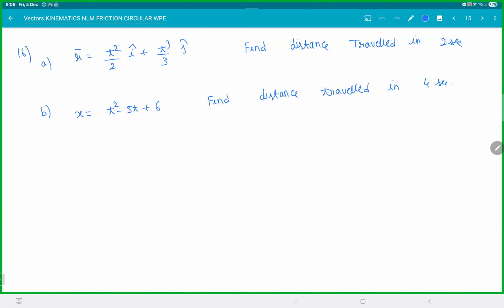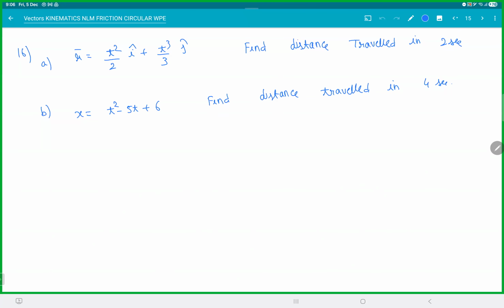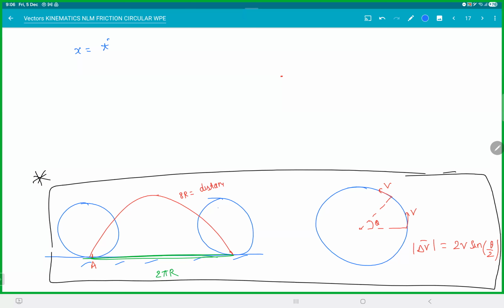Again, same story. The moment you hear the word distance, have some fear. So x is equal to t square minus 5t plus 6. So velocity will be 2t minus 5. I still kept it simple here. So at t is equal to 5 by 2, you're going to take a turn. At t is equal to 0, you're at x is equal to 6. So from there, you're traveling.